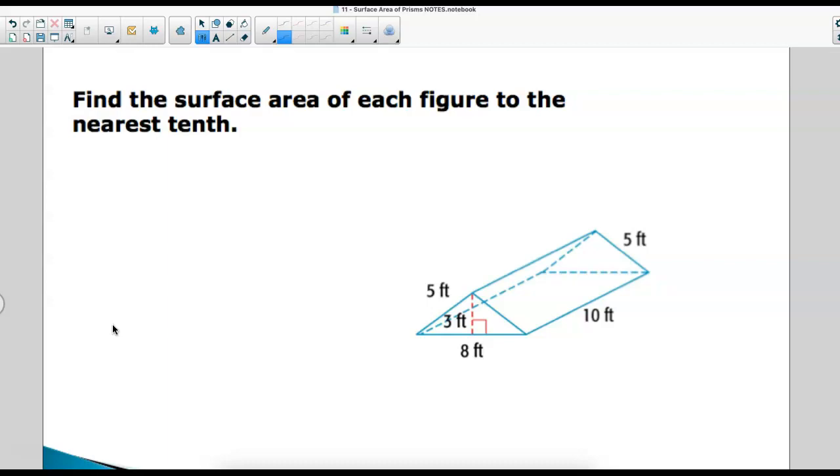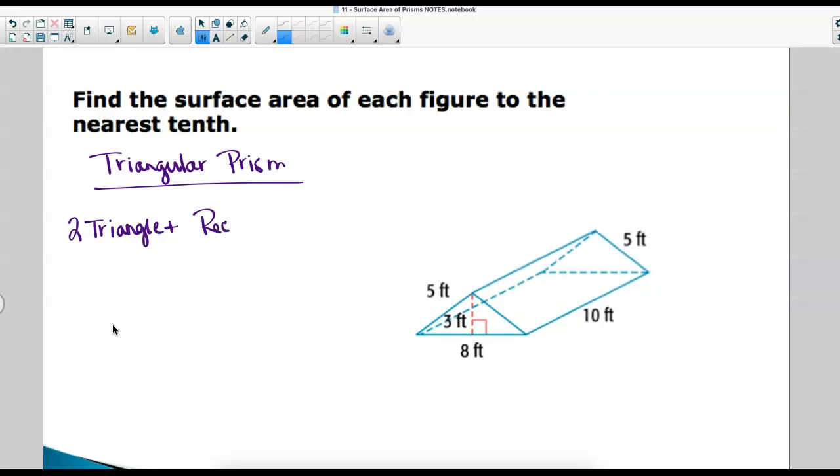All right, so since this is a triangular prism, we're going to do 2 triangles plus rectangle 1 plus rectangle 2 plus rectangle 3. Okay, that's my plan. That's everything I need to find. So write that down. I'll give you a second.